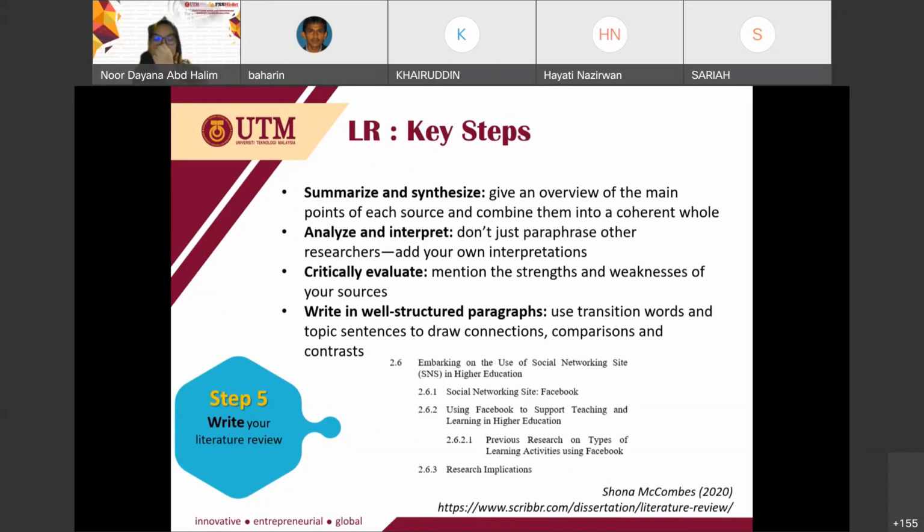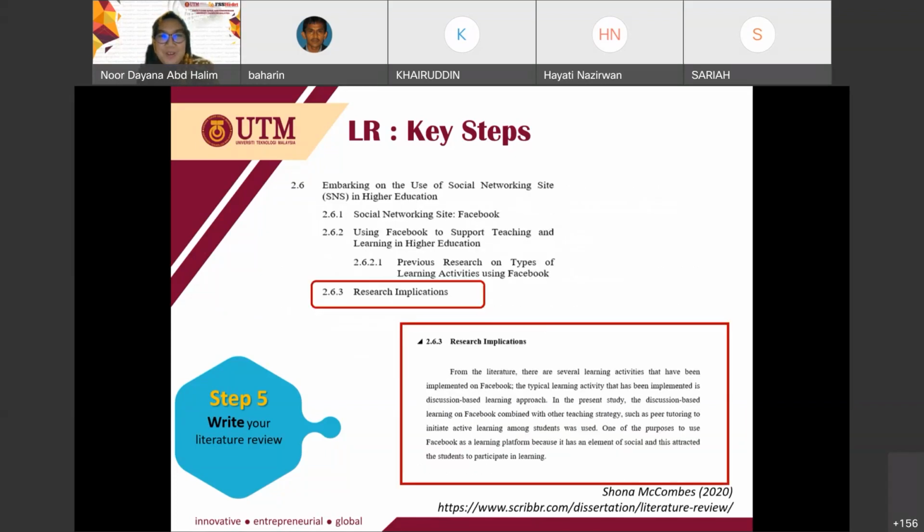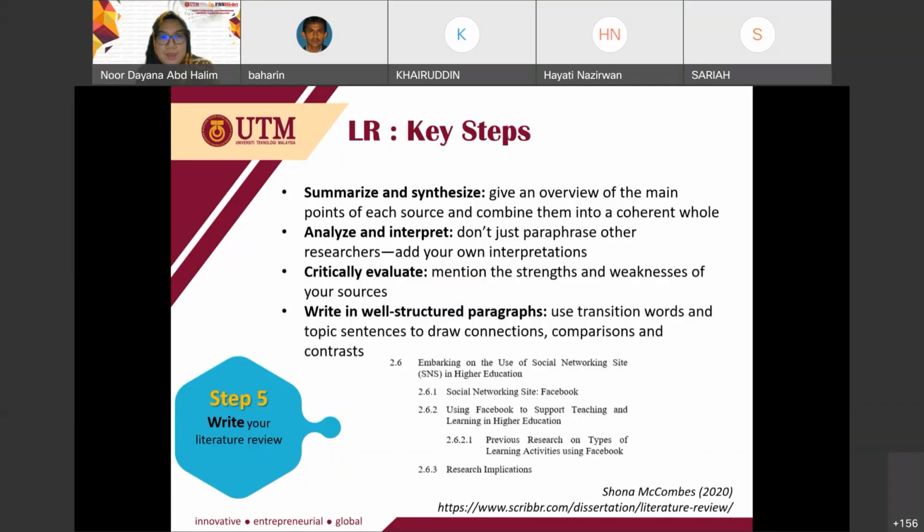Because your examiner will read chapter 2, you hope that your examiner can get some info from your writing. Dr. Jalilah, Ibnatul Jalilah is also here. So I also put an example here.